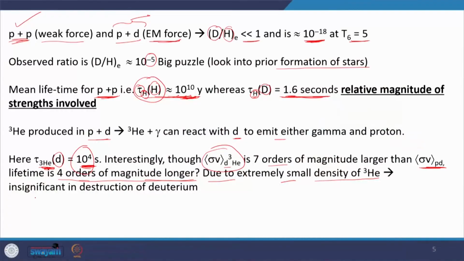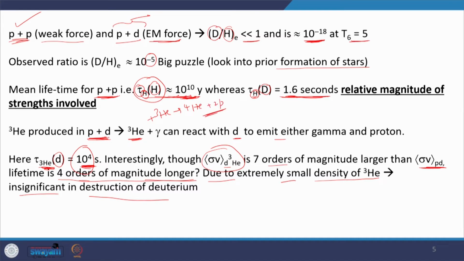I hope you are able to understand what I am trying to say. Because of the extremely low availability of helium-3, the lifetime is much longer, and that is the reason it is insignificant in the destruction of deuterium. In this previous reaction, the dominant reaction is P plus D, which gives rise to helium-3, and this helium-3 reacts with another helium-3 to produce helium-4 plus 2 protons, completing the chain.